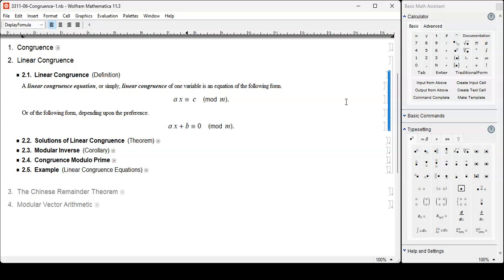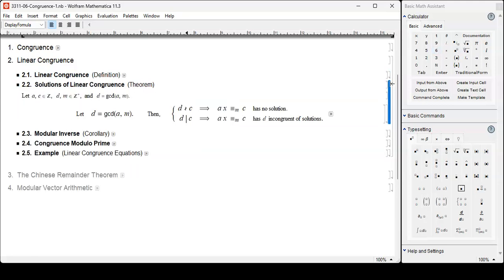And are those linear congruence equations intimately related to the Diophantine equation, more precisely speaking, linear Diophantine equations? The answer is yes. Indeed, look at the conclusion. It goes hand in hand with the conclusion for linear Diophantine equation.